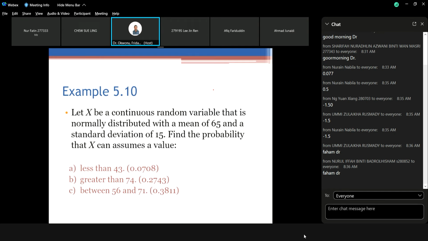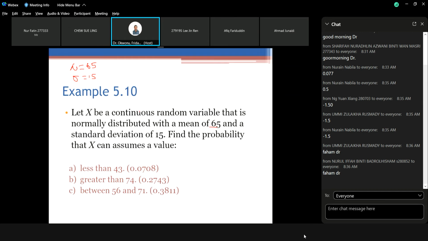So now see this example. Say let X be a continuous random variable that is normally distributed with a mean of 65. This is the population mean. Okay. Is the population mean 65, and a standard deviation of 15. Okay. So it says find the probability that X can assume a value.